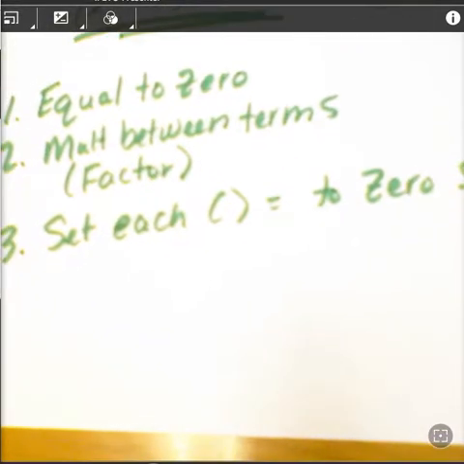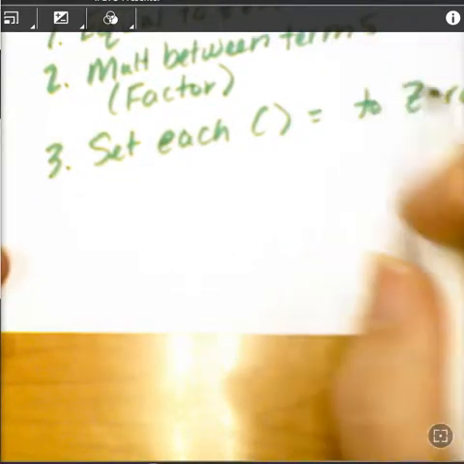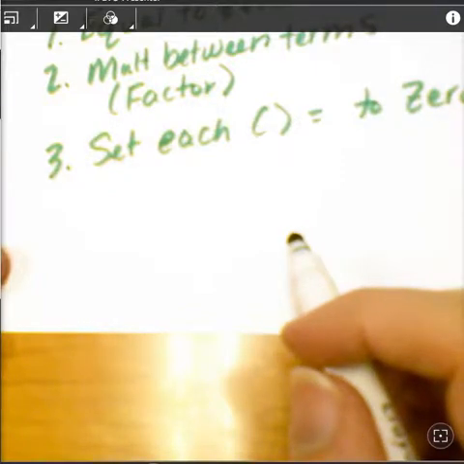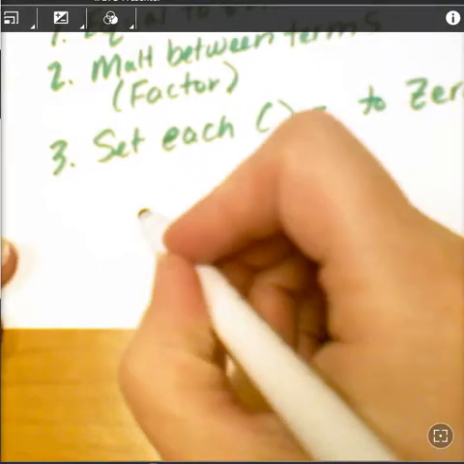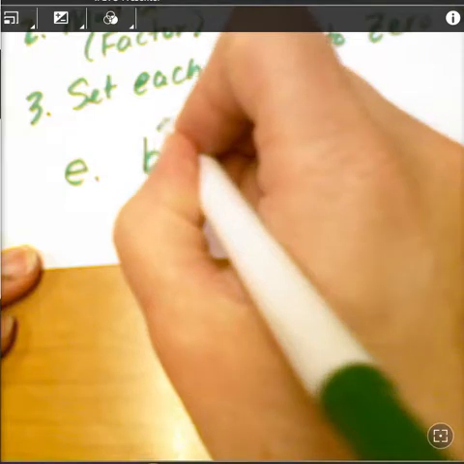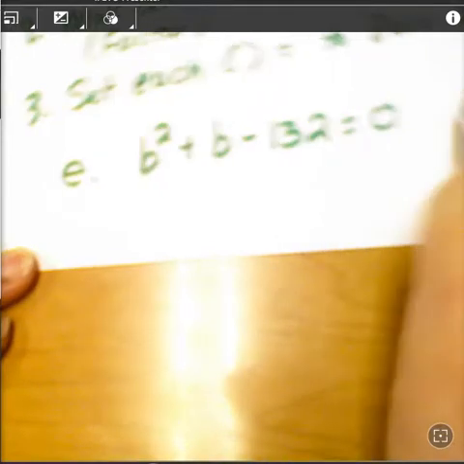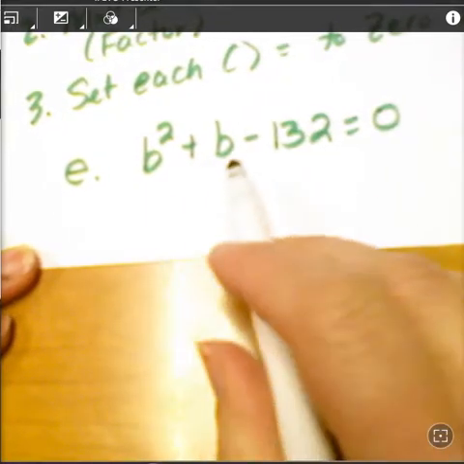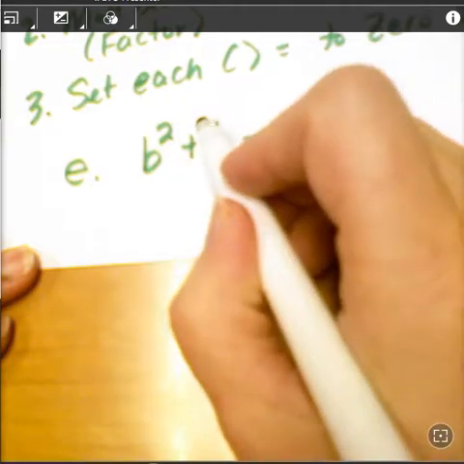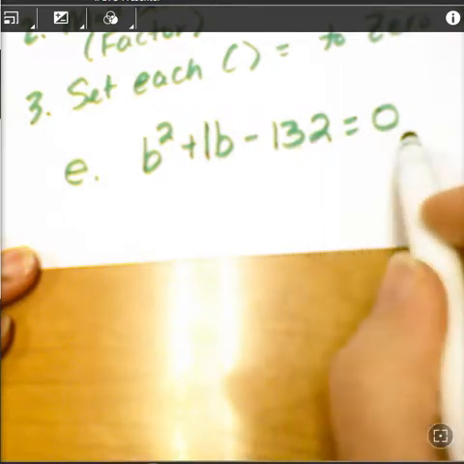Okay, so let's look at an example. Let's look at E. E says b squared plus b minus 132 equals 0. Now, there's not a number in front of this b. I mean, there is, but it's a secret agent man. It's really 1.